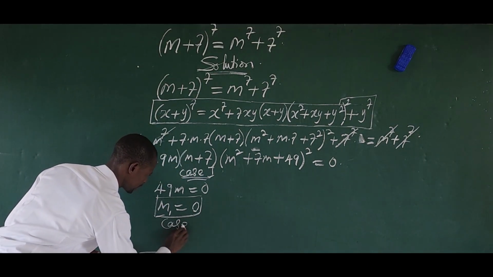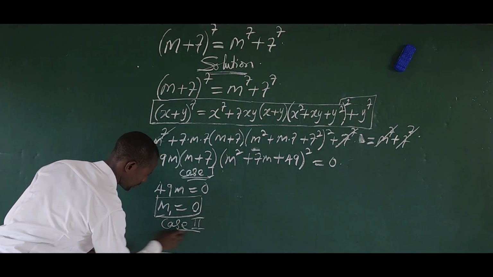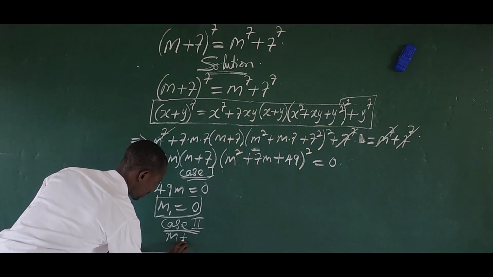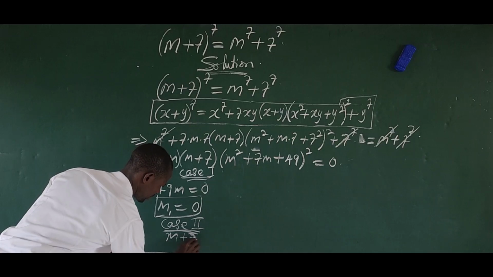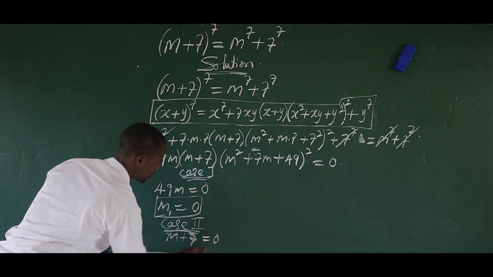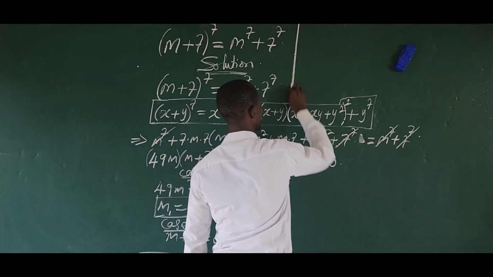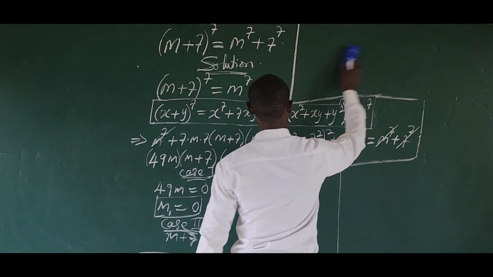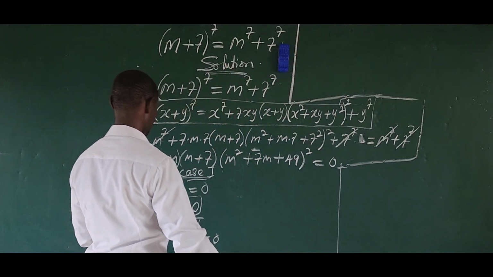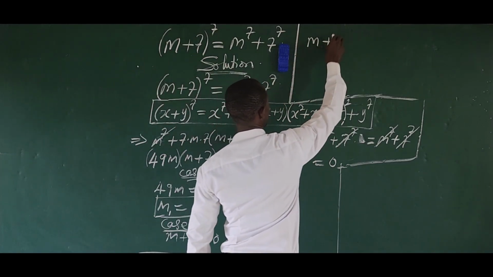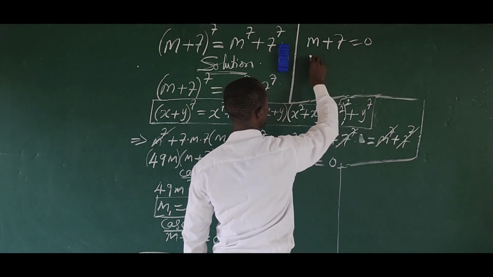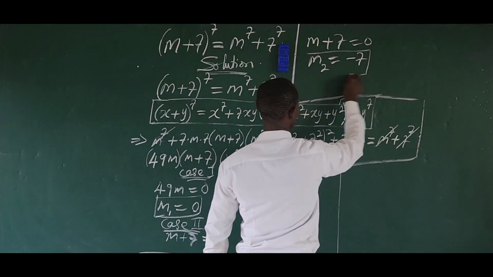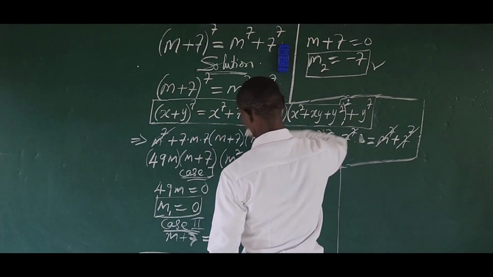We'll have here case 2. So our case 2, we're going to take here, which is our m plus 7. M plus 7, this is equal to 0. Okay, so let's continue here and see what this gives us. All right, now from here we have m. Let me rewrite this. So move this to the other side. So we're going to have m is equal to minus 7. So this is our m2. All right.